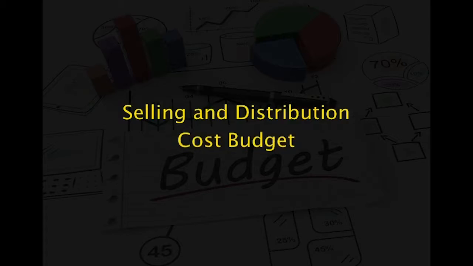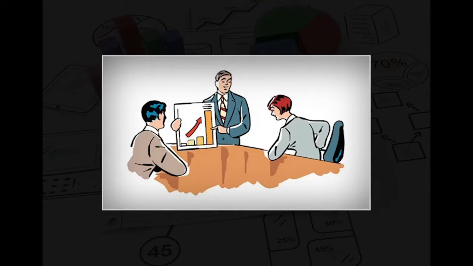Selling and distribution cost budget. This budget lays down the cost of selling and distribution of the product during the budget period. It includes advertising cost, research and development cost, transport costs, etc. This budget is jointly prepared by the sales manager, advertising manager, and the distribution manager.